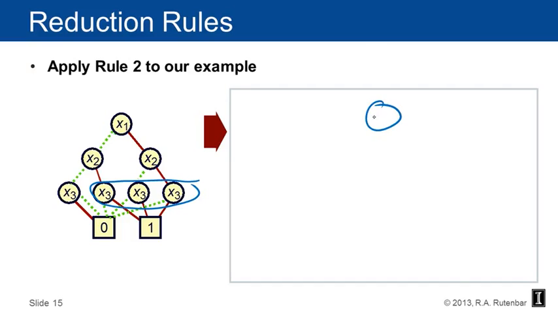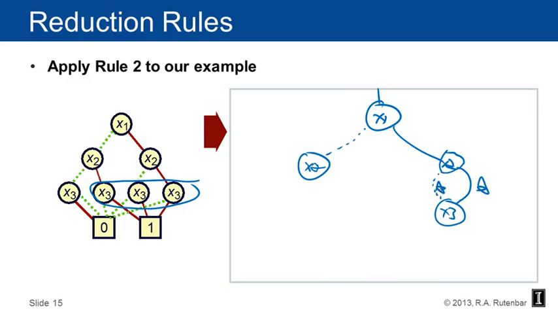So I can redraw this BDD. It's got an x1 at the top, and then at the next rank, it's got two x2 nodes. The low child goes to the left x2 node and the high child goes to the right x2 node. And then on the right side, there is a single x3 child, and the high child of x2 and the low child of x2 both go to that single x3 node.